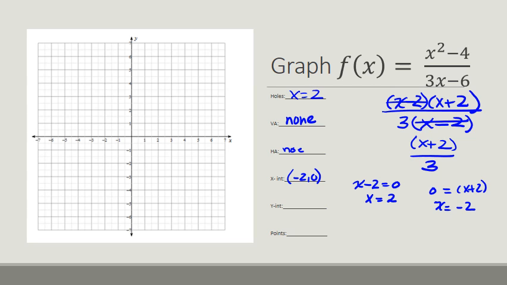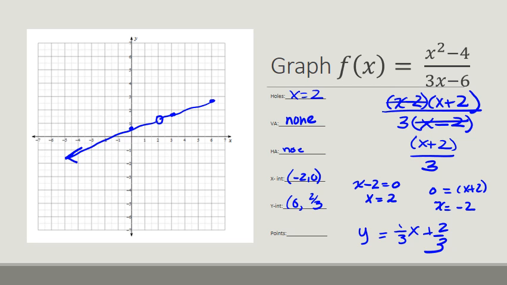My y-intercept, if I put 0 in for x, that gives me 2/3. The other thing that you can do is this is just linear. It's just really y equals 1/3 x plus 2/3. So I'm going to go to 2/3, and then I've got a slope of 1/3, so I'm going to go up 1 and over 3. Now, when I graph it, remember I've got this hole at 2, so I'm going to get close to 2. I'm going to draw a circle, and there it is.